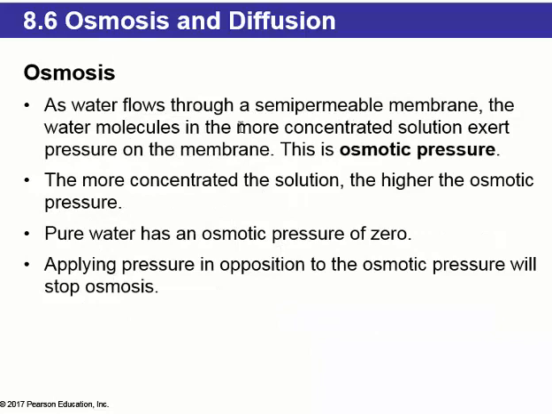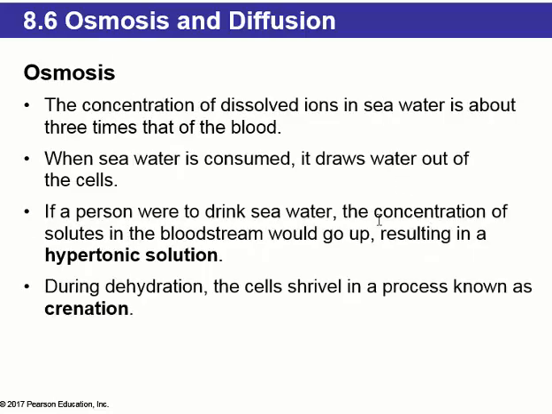Now, as water flows through a semi-permeable membrane, the force exerted by that flowing is known as osmotic pressure, and that osmotic pressure depends on the concentration of the solution. The higher the concentration of the solution, the higher the osmotic pressure, and pure water has an osmotic pressure of 0. Now we've seen isotonic and hypotonic.